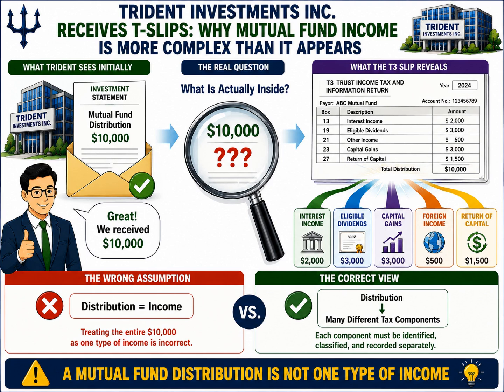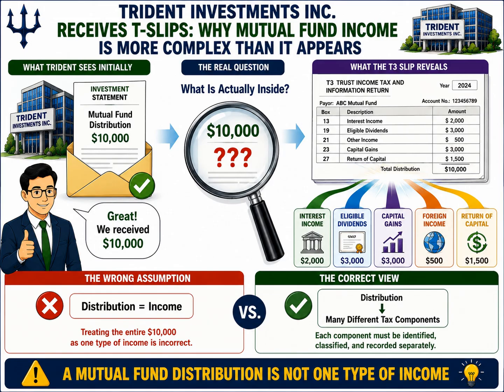The key question is, what is actually inside that $10,000 distribution? This is where the T3 slip becomes extremely important. Unlike the investment statement, the T3 slip provides a tax breakdown of the distribution. Instead of showing one amount, it reveals that the distribution may be made up of several completely different tax components.